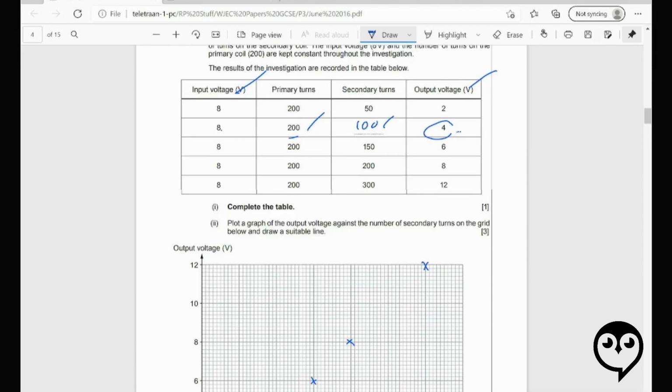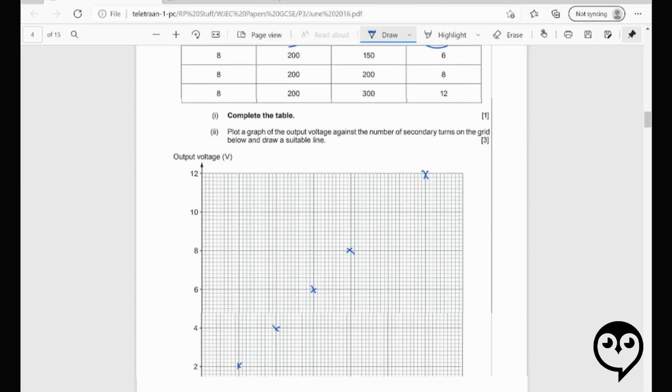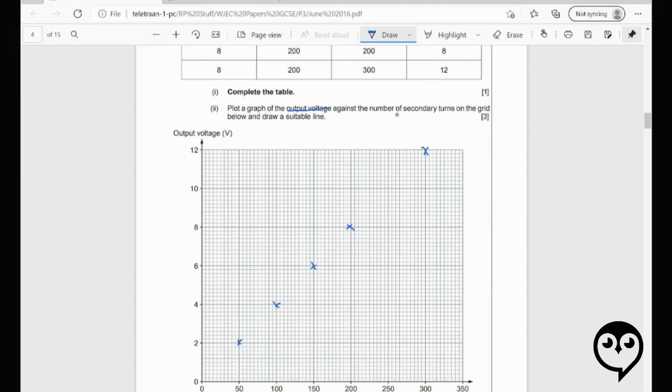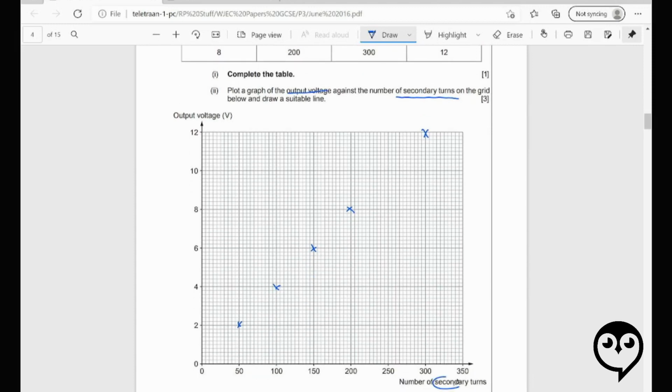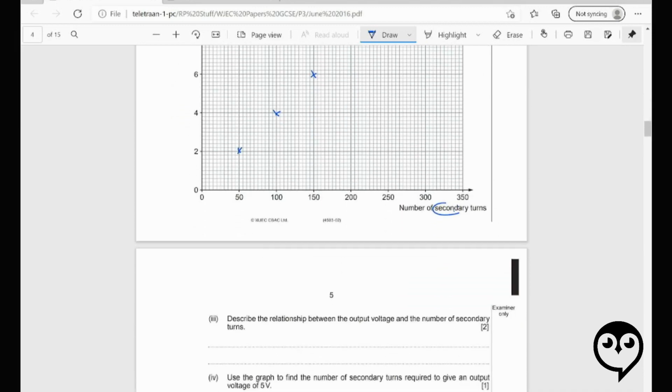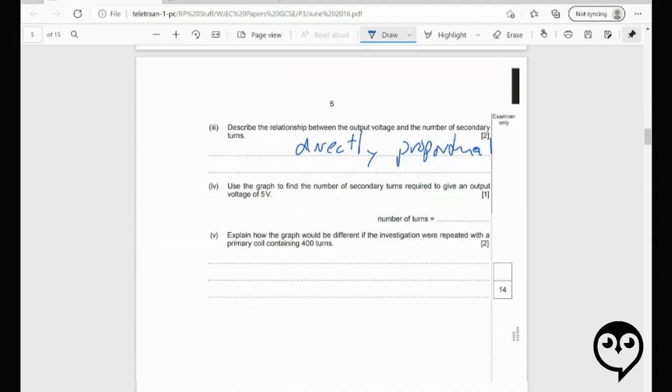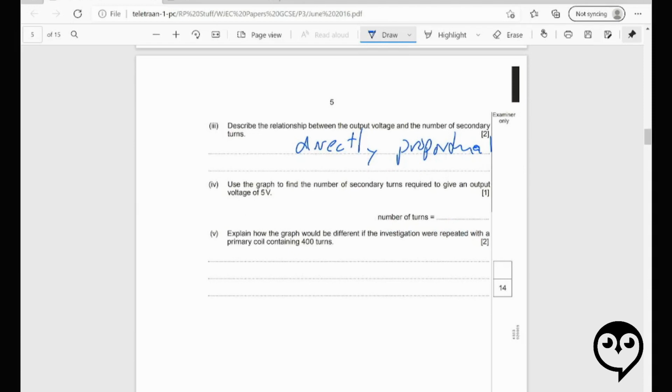So I've plotted the graph of output voltage versus secondary turns. That's directly proportional, and before, with the number of primary turns, it was inversely proportional. So this should be no surprises. Describe the relationship. I would say it is directly proportional. That's the best way to describe it. I know people say it's a straight line through the origin. It's directly proportional. That's what that means, straight line through the origin.